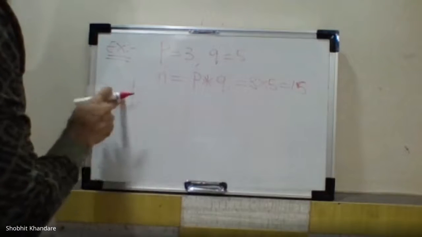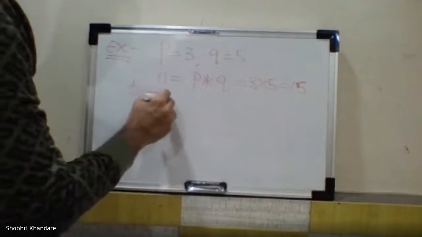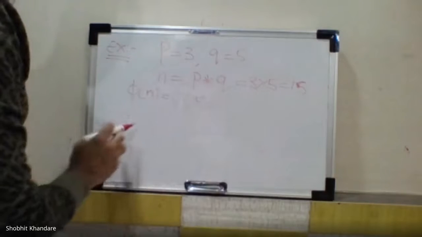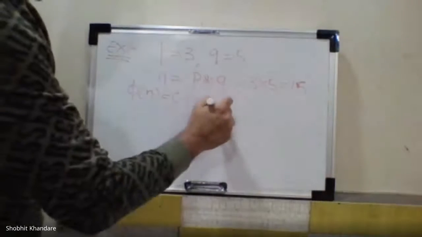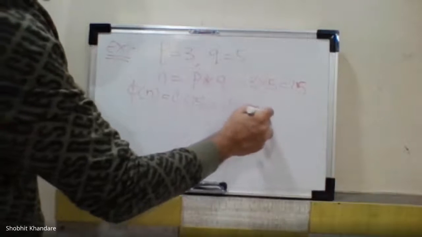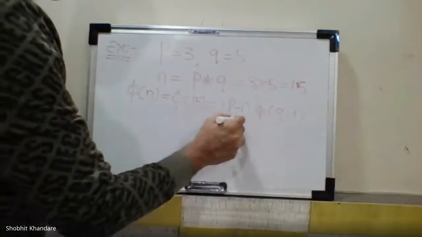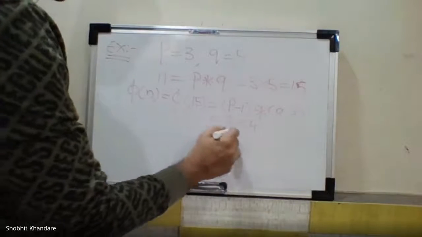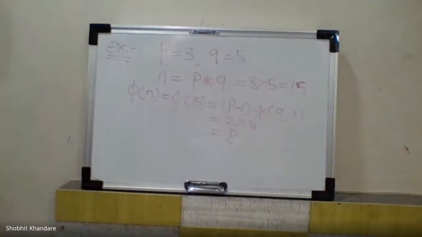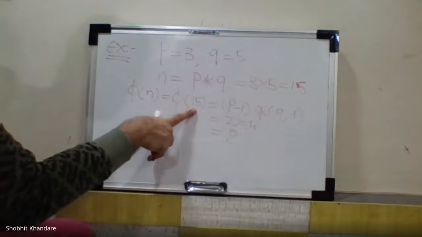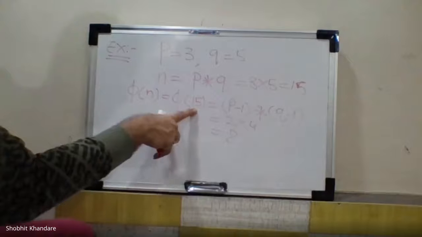Therefore, Euler's totient function of n, which is nothing but Euler's totient function of 15, equals P minus 1 into Q minus 1. So it is 2 into 4, equal to 8. Is 15 a prime number? Anyone of you? No, 15 is not a prime number.